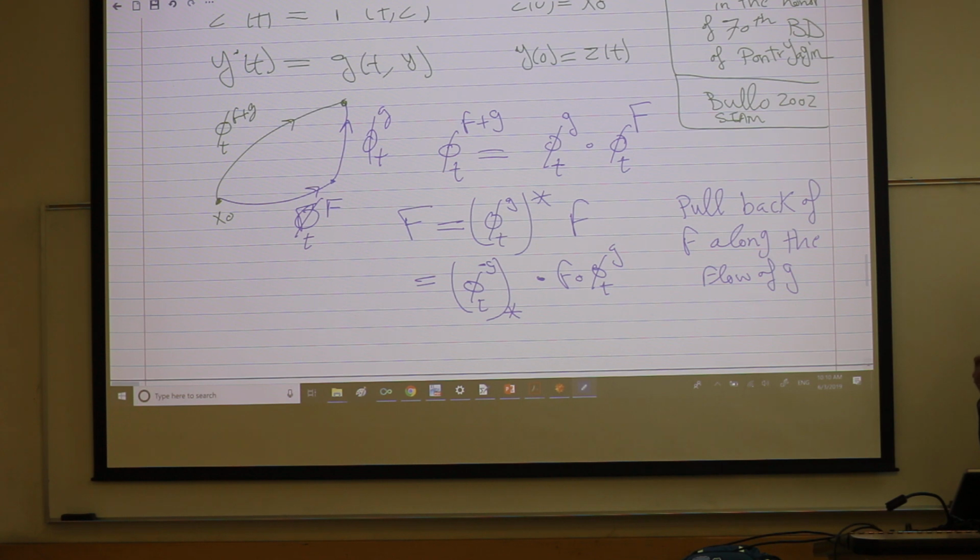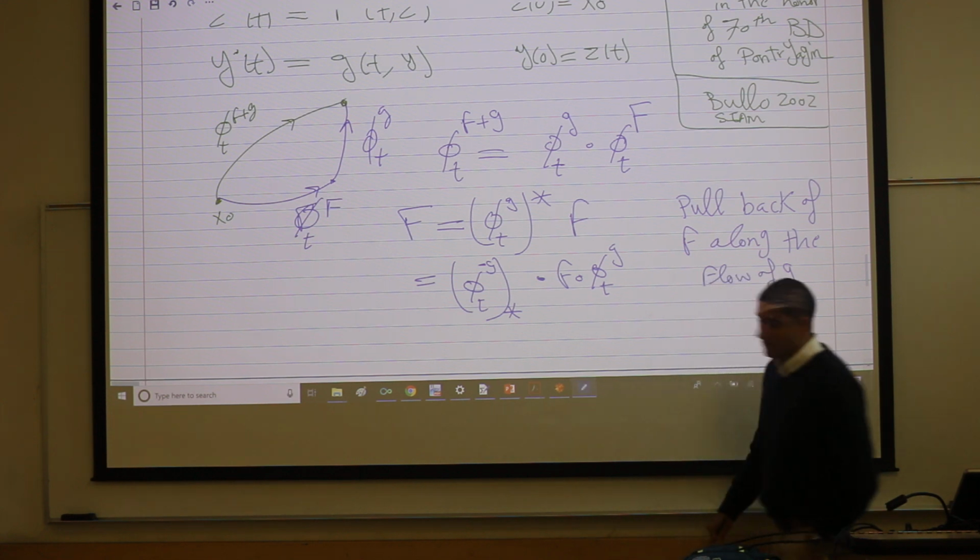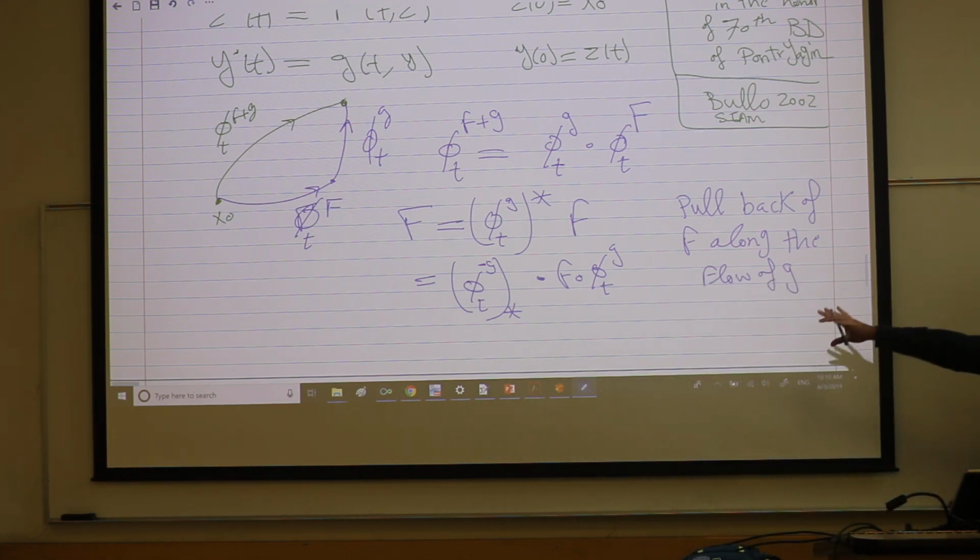And when you transfer points by maps, that's okay. When you transfer vector fields, it transfers by the Jacobian. You cannot transfer it with maps. Okay, so this is the definition of this guy.